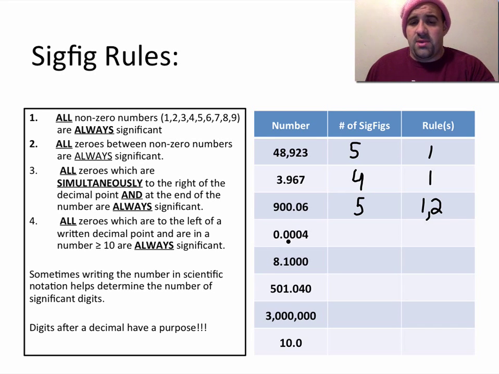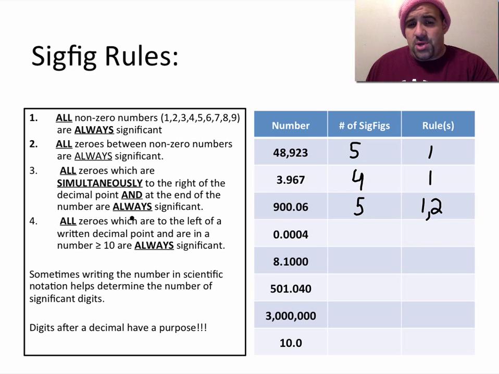And let's look at this one. This one's a tricky one. 0.0004. We know the 4 is significant. All zeros between, that's not there. All zeros which are simultaneously to the right of a decimal point and at the end of a number are significant. That is not being satisfied. These are to the right of the decimal point, but they are not at the end of the number.